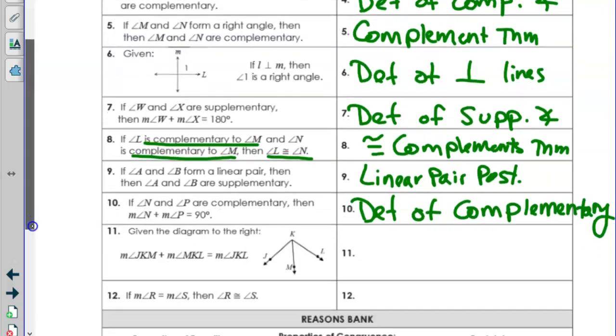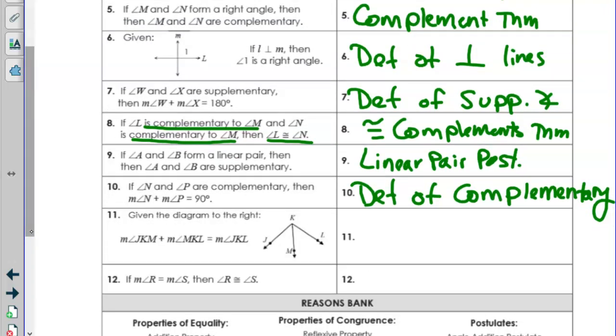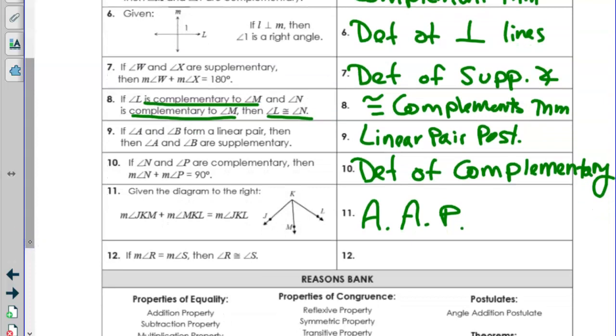Number 11, look at the diagram to the right. How do I know the measure of angle JKM plus the measure of angle NKL equals the measure of angle JKL? Angle addition postulate. Very good. And last one, if the measure of angle R equals the measure of angle S, then how do I know angle R is congruent to angle S? Definition of congruent angles.